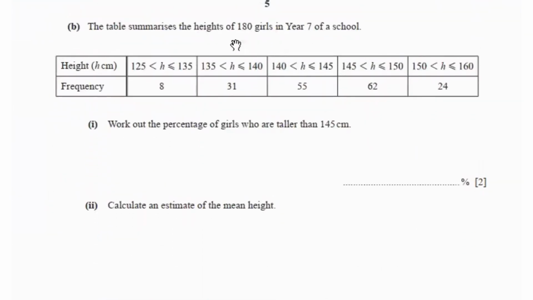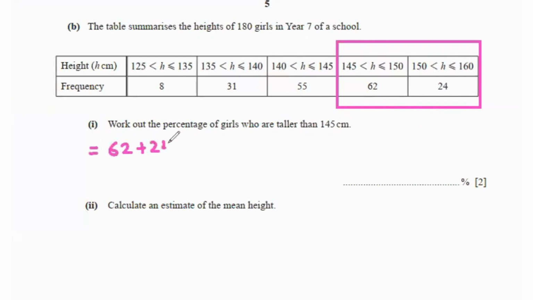Part B says the table summarizes the heights of 180 girls in year 7 of a school. We have the class intervals of height and the corresponding frequency. Work out the percentage of girls who are taller than 145 centimeters. So that's going to be this bracket. So that's going to be 62 plus 24 over the total number of girls, which is 180 times 100.